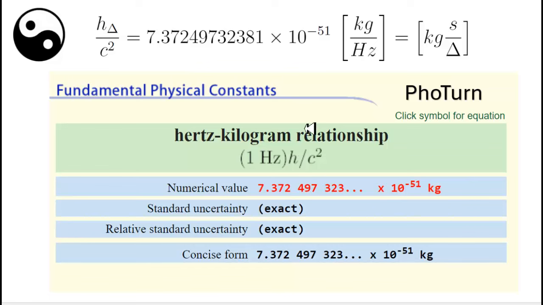So what they're doing is they're taking h over c squared and multiplying it by the unit hertz, which will cancel this, and then they can report kilogram as the units for this constant. And again, this goes against everything that I believe in terms of mathematical rigor, in terms of rigorous physics. You should not, cannot, shall not, will not multiply a unit by a constant.